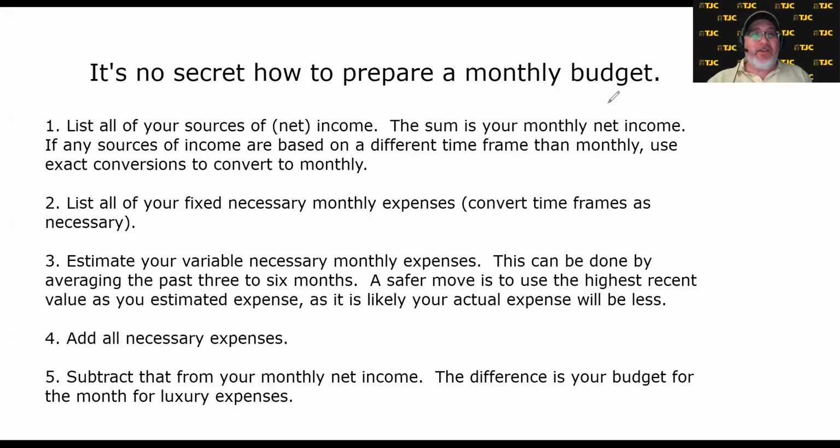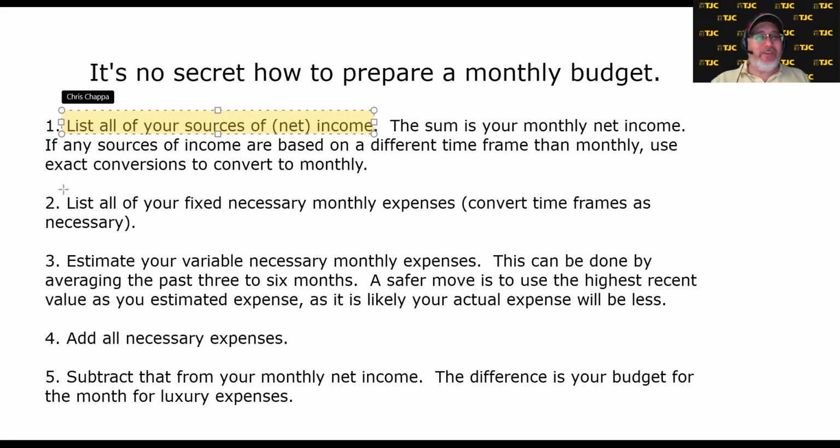Step number 1, list all of your sources of net income. The sum is your monthly net income. If any sources of income are based on a different time frame than monthly, use exact conversions to convert to monthly. And I want to remind you that exact conversions, there's only 3 of them. 1 week equals 7 days, 1 year equals 12 months, and 1 year equals 365 days. With those, we can convert anything to months, whether it's in weeks, days, or years.